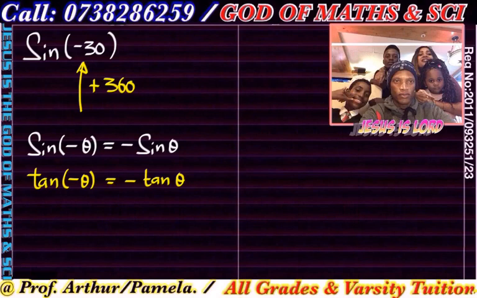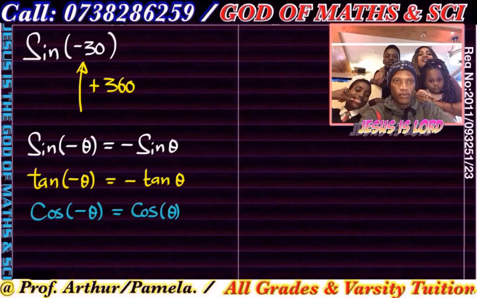Now, here's the boss. The boss is cos. When you've got cos of negative theta, it is exactly the same as cos of theta. So with cos, it looks like you just get rid of the sign. The sign is there or you remove it, the answer will be the same.